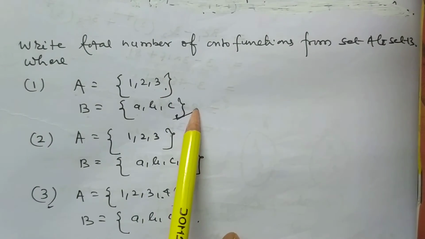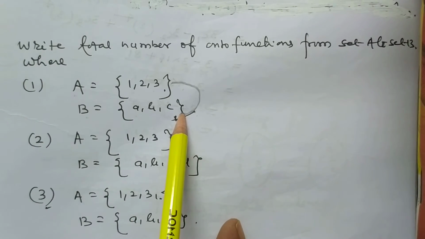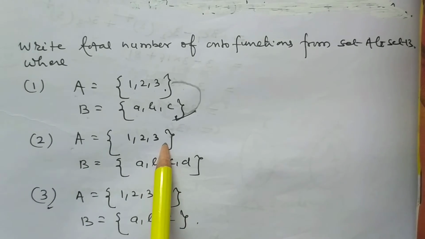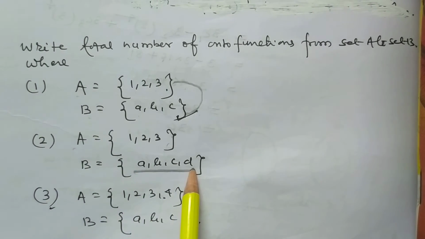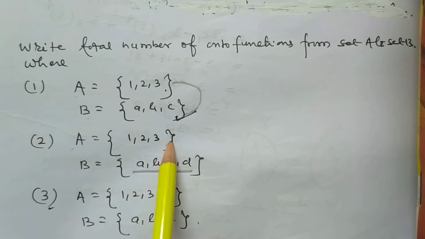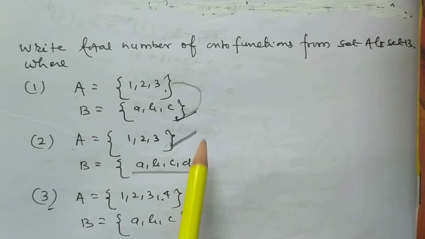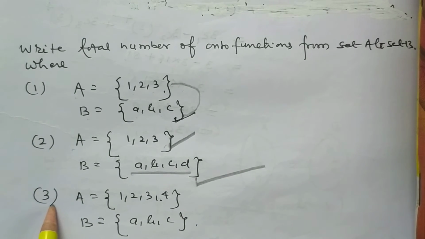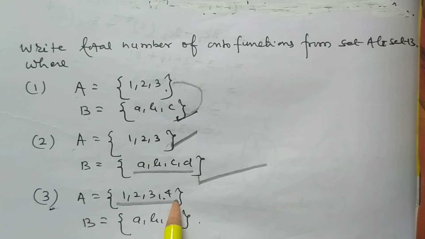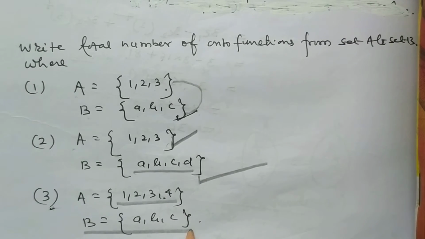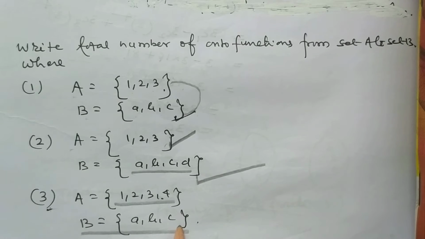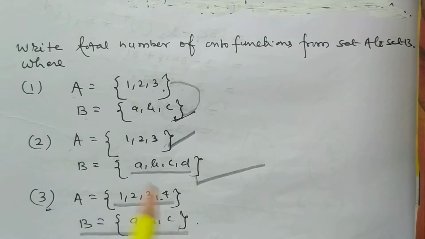What do you observe? In this case, the elements of domain and codomain are equal. A is equal to {1, 2, 3} and B is equal to {a, b, c, d}. In this case, the number of elements of the domain is less than the number of elements of the codomain. And in case 3, A is equal to {1, 2, 3, 4} and B is equal to {a, b, c}. The cardinal number of A is greater than the cardinal number of B. So how will you solve this type of problem? That I want to discuss.